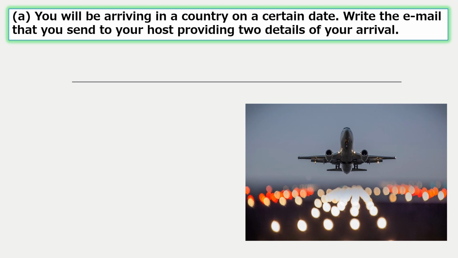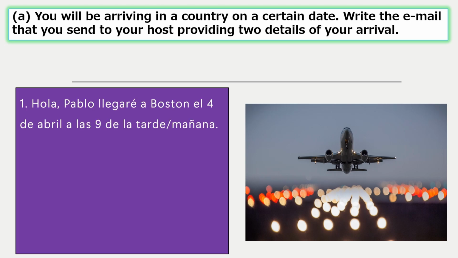So like the flight number, you can give information about the airline and so on. So what is more important though is your time of arrival, okay, and when. So giving the date, the time, flight number, and so on. Okay, so now we are going to explore 2 possible ways of responding to this situation. So the first one is: hola Pablo, llegaré a Boston el 4 de abril a las 9 de la tarde o mañana.